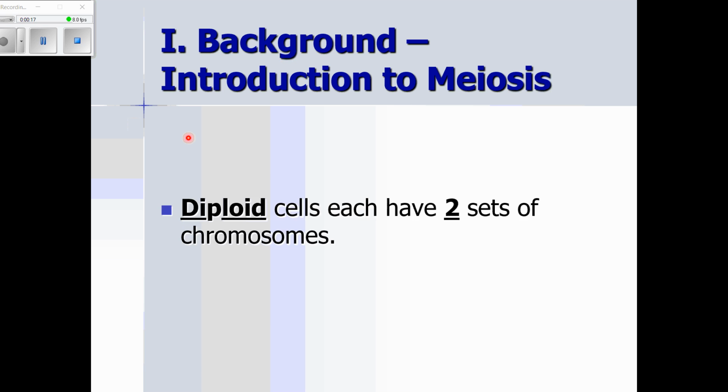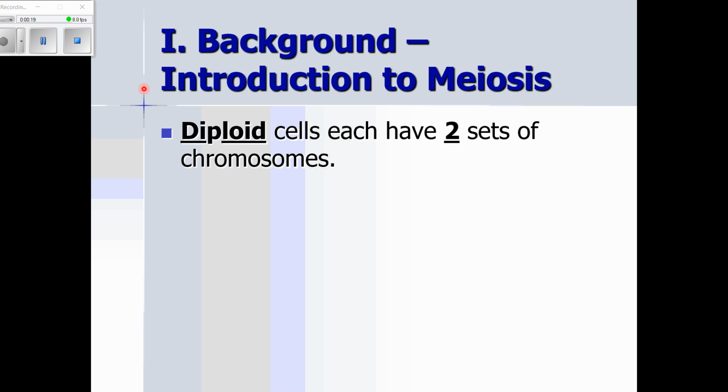Unit 4, Part 5, Introduction to Meiosis. Once again, today we're discussing content from pages 200 to 205 in the Biology in Focus textbook.